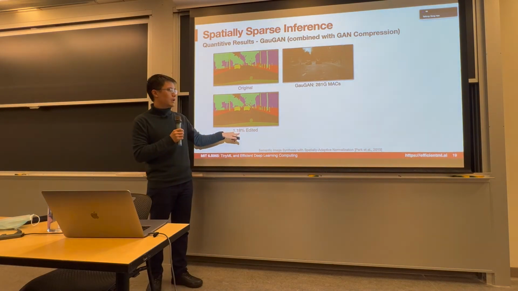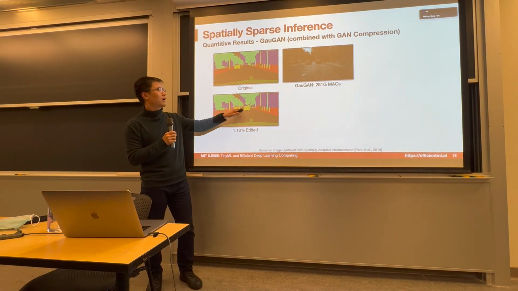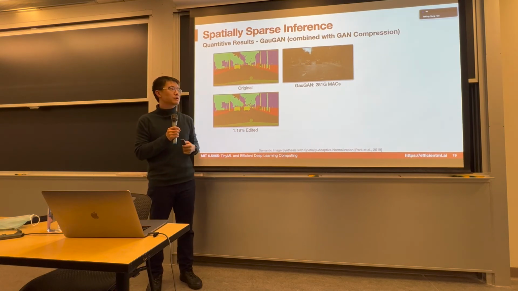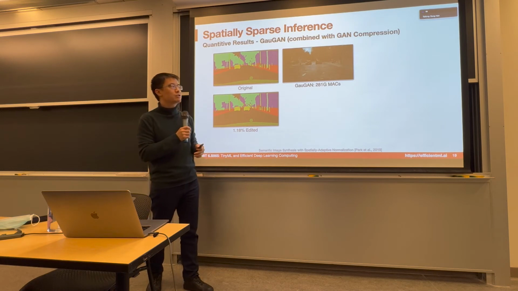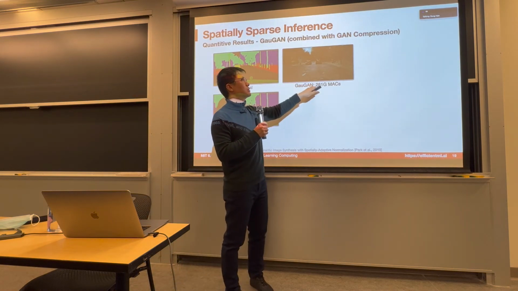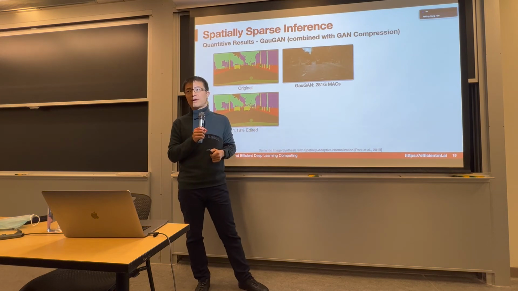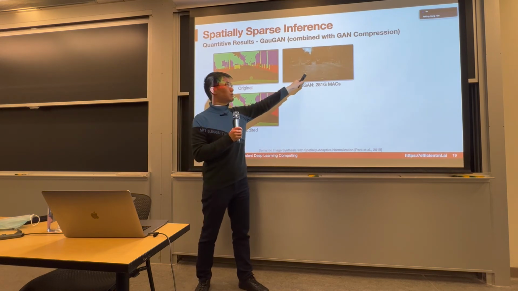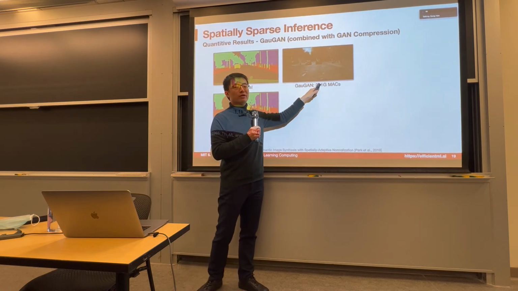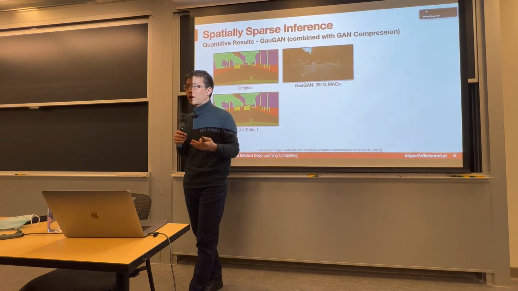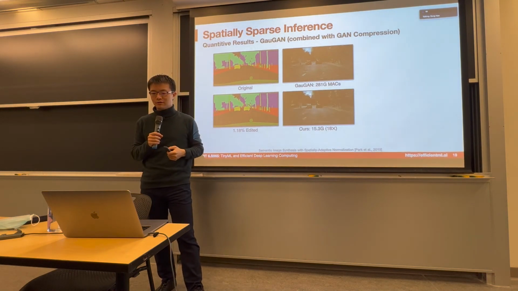Like here, we are editing about 1.18% of the image by adding another car to the original image. Given such a segmentation map, the GAN generates a new image corresponding to the segmentation map. To generate this image from the segmentation map, originally that requires 281 gigamax, which is a lot.